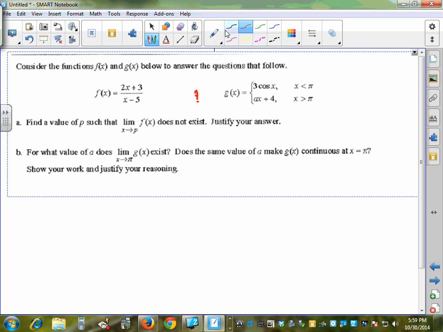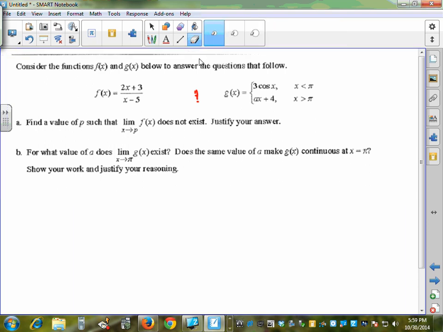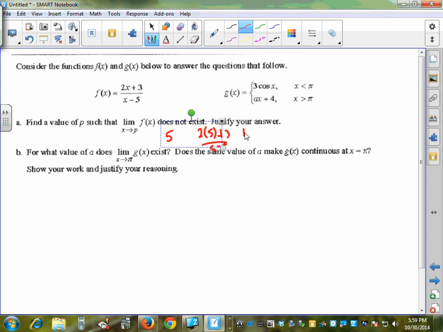Okay, for what value does this limit not exist? Okay, and of course we know that that's x equal to 5, because if we were to do 2 times 5 plus 3 over 5 minus 5, that would give us 13 over 0, which does not exist. Okay, for what values of a does the limit of g of x as x approaches pi exist?